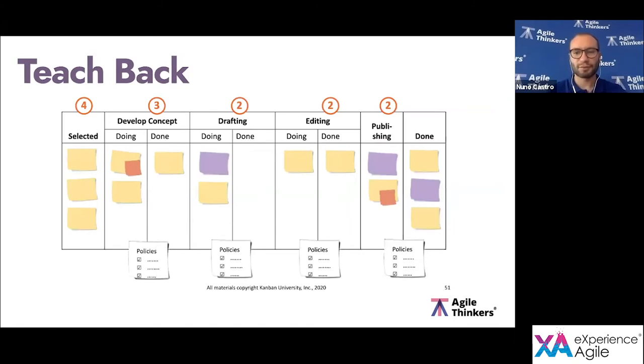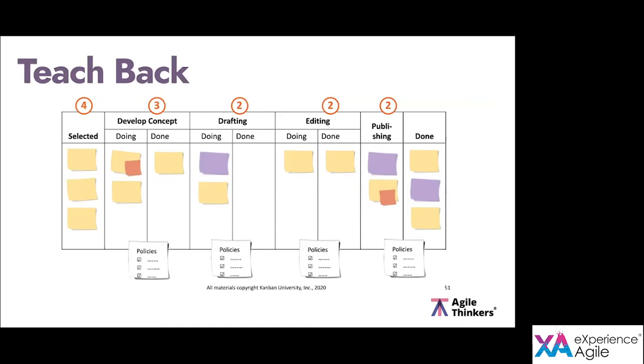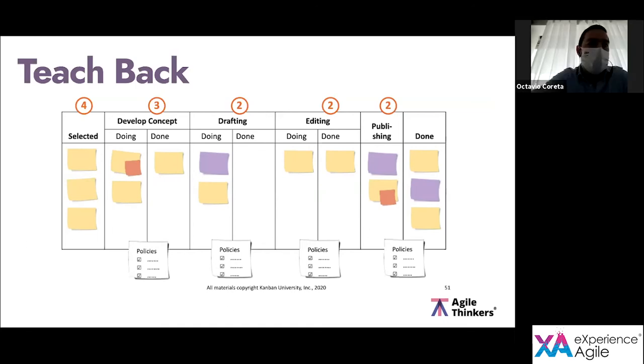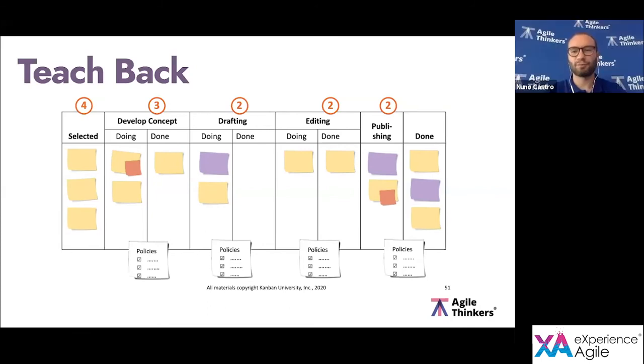And here to finish, what do you guys think about this part? So it's a simple board. Yeah, simple. It has the policies that allow one thing to pass to the other column. Okay, so there are the policies to allow us to see when things go from one to the other.